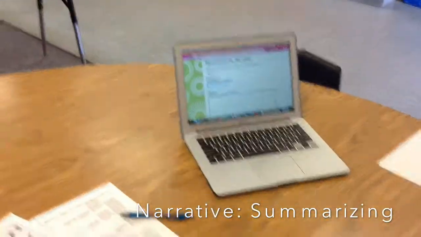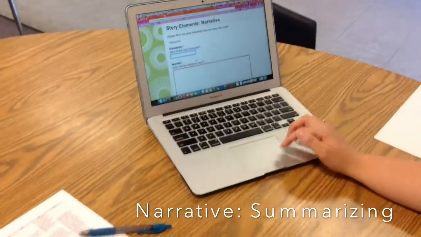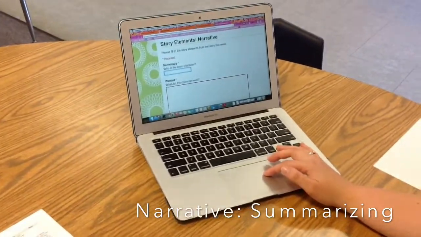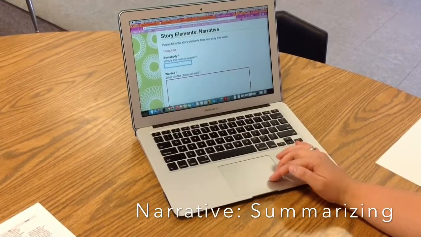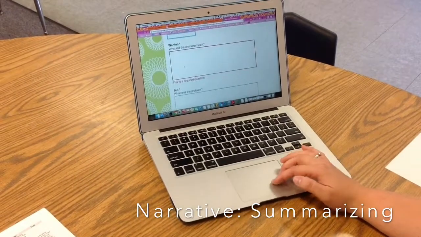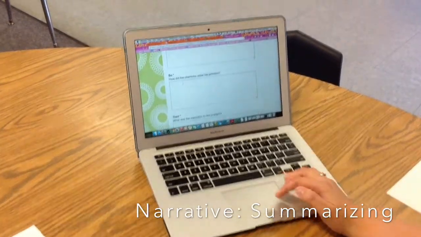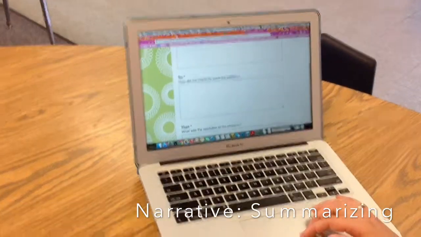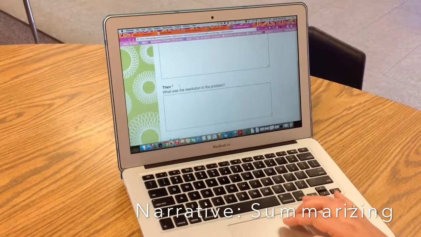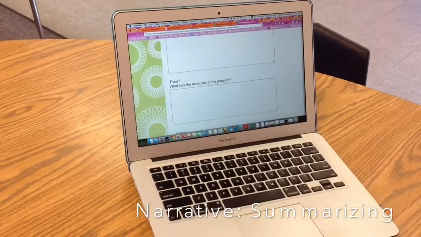I have a Google form set up here, and what I have the kids do is focus on who in the chapter is the main character. What did that character want? What was the problem in that chapter? How did the character solve the problem? And what was the resolution to the problem? So we would do that for each chapter.